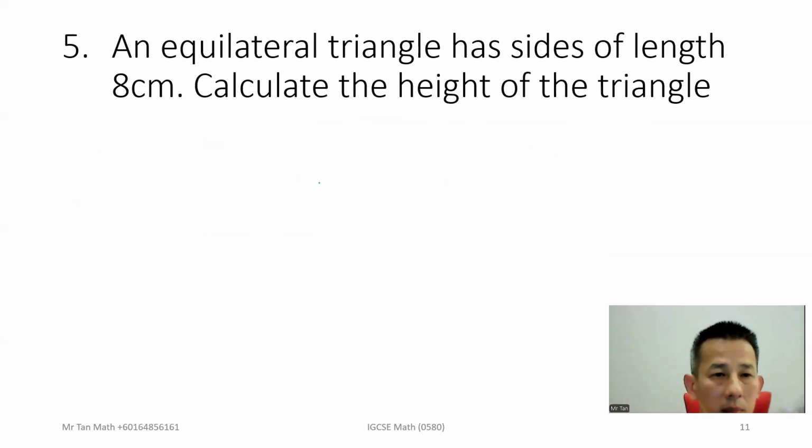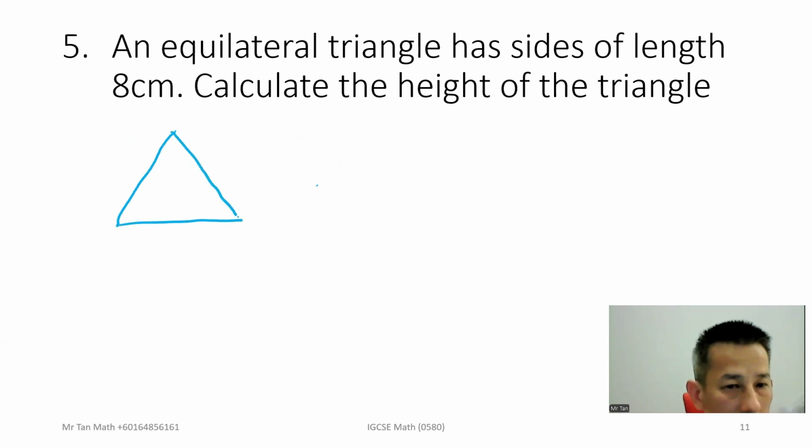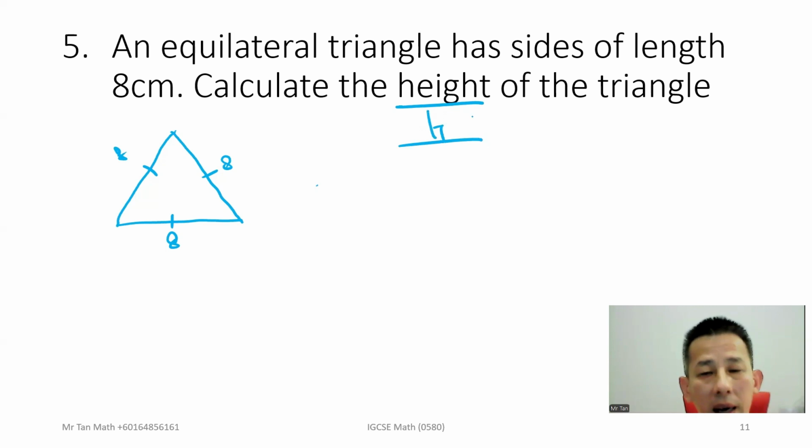Next, an equilateral triangle has side of length 8 cm. Calculate the height of the triangle. So remember, first you need to find where is your right angle triangle. You put a diagram. You have an equilateral triangle of 8 cm side, and the question asks for the height. So always remember, when the question asks for height, it means perpendicular height. You need to have 90 degrees.